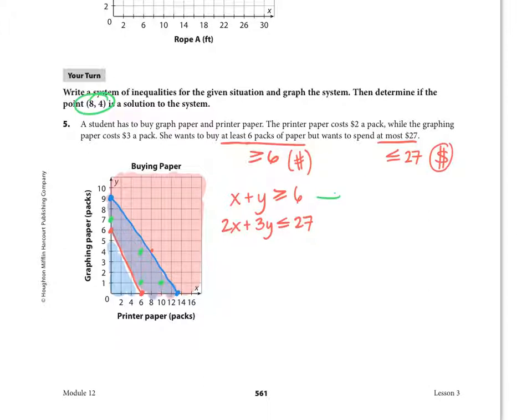let's see, here, in my first inequality, 8 plus 4 is greater than or equal to 6. That's good. But 8 packs of printer paper means it's going to cost $16, right, $2 a pack. 4 packs of graphing paper, $3 a pack, that's $12. Is that less than or equal to 27? Right, and that's false. So 8, 4 is not a solution in this case.